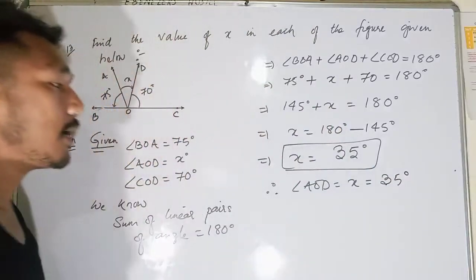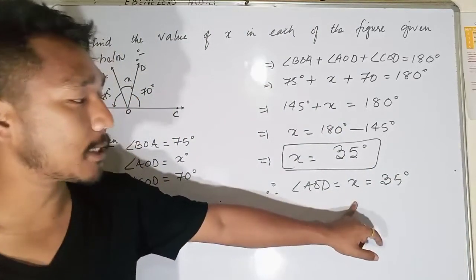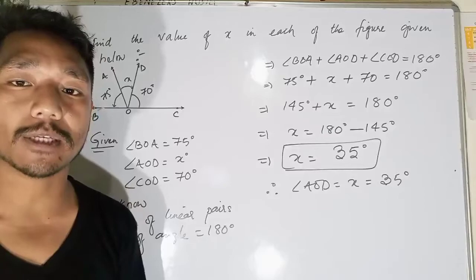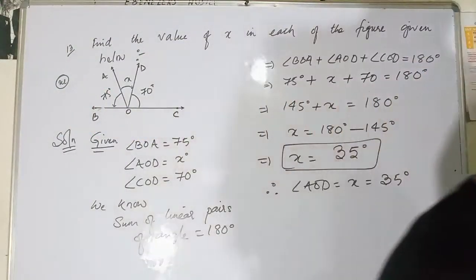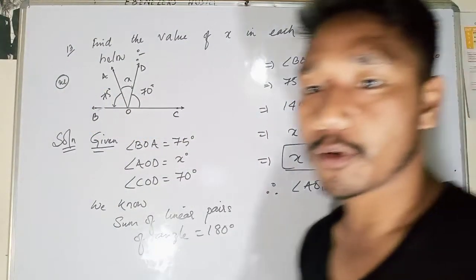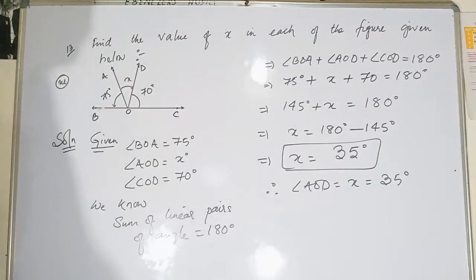So what is our answer? AOD, this is x, which is equal to 35. So angle AOD is 35 degrees. Please note it down, take the screenshots and note it down.